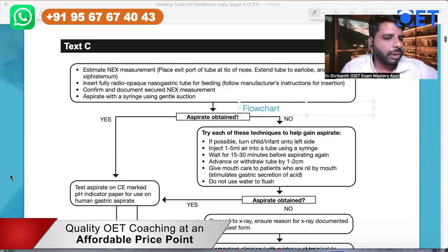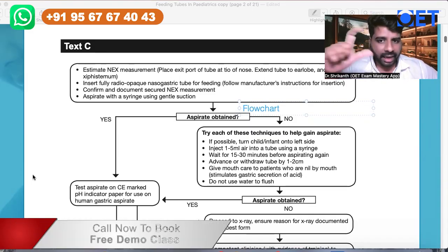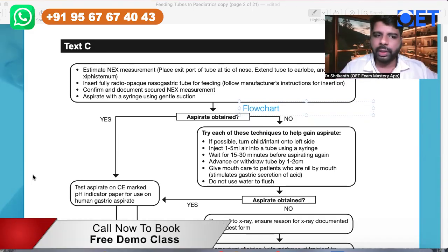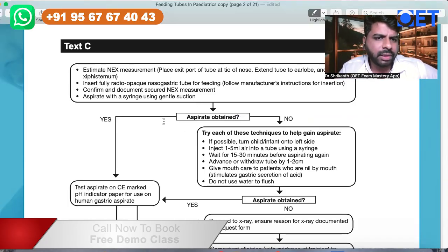You can expect flow charts, diagrams, tables, and graphs in OET reading. Everything will look very complex. Some information will be complex, but okay. Now here we have a flow chart, and here also we have some headings.